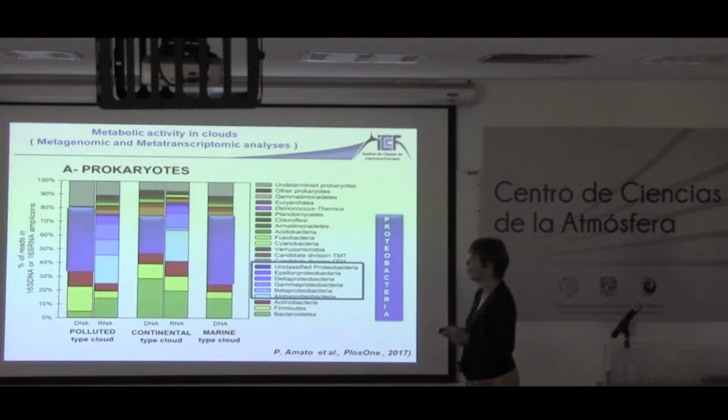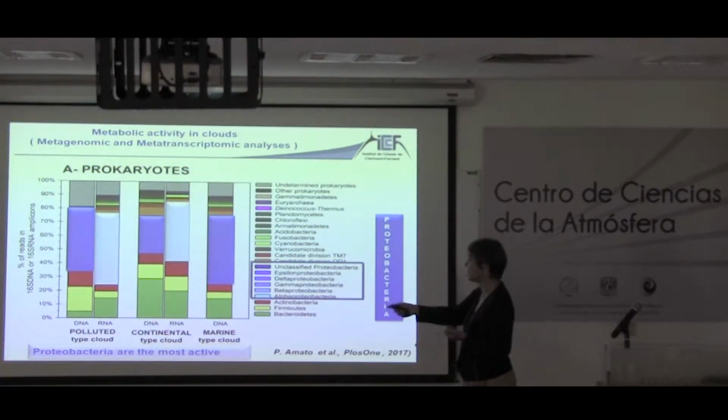But more importantly, you can see that they are really alive in clouds, because if you look at the RNA, if they produce messenger RNA, it means they are active. And you can see they are all active, and in particular, these proteobacteria are active. So this is the first proof that on-site, directly in the cloud, because you take the cloud water and fix it, if there is mRNA, it means they are alive.